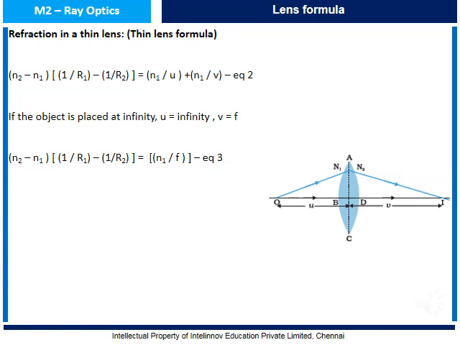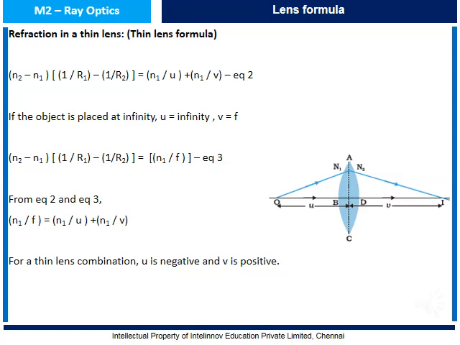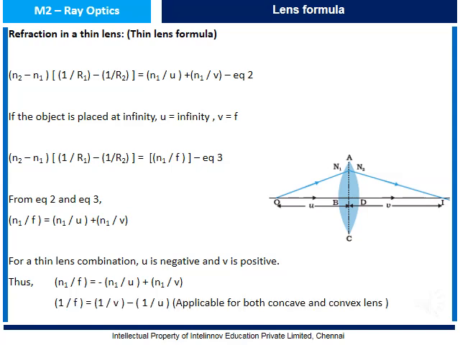From equation 2 and equation 3, we get N1 by F equal to N1 by U plus N1 by V. Because the LHS of both these equations are equal, we are equating the RHS of these equations. For a thin lens combination, U is negative and V is positive. Thus, N1 by F equal to minus N1 by U plus N1 by V. Hence, we get 1 by F equal to 1 by V minus 1 by U, which is the lens maker's formula. This is applicable for both concave and convex lenses.